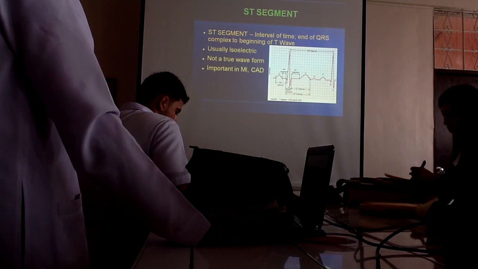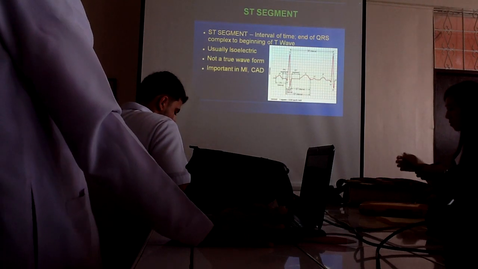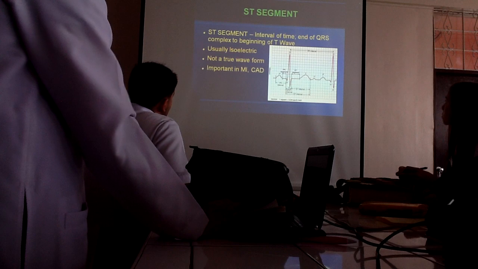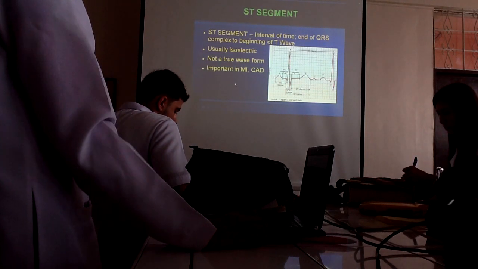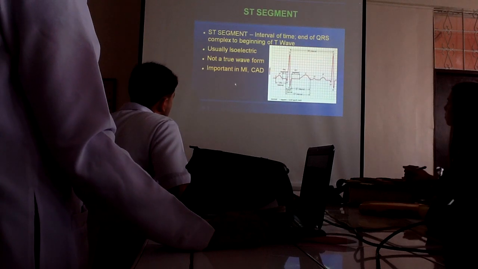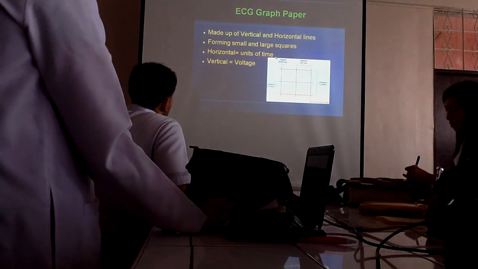The ST segment is not a true waveform, but it's actually an interval of time from the end of your QRS to the beginning of your T wave. It's important in myocardial infarctions and coronary artery diseases. So this is your ECG graph paper.